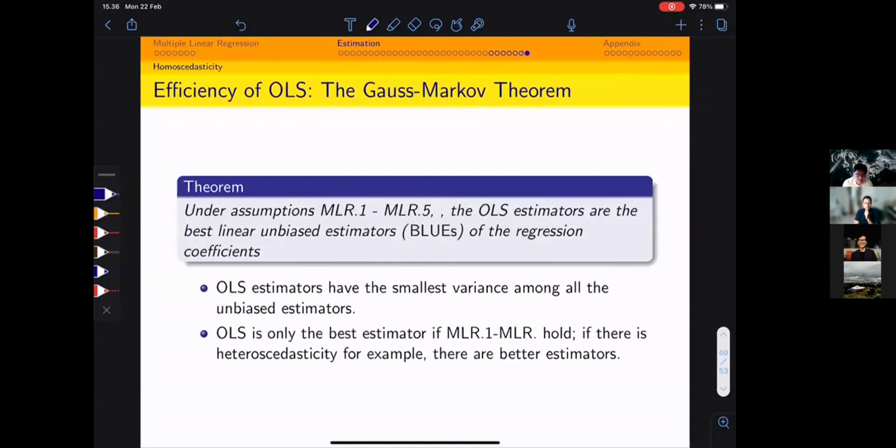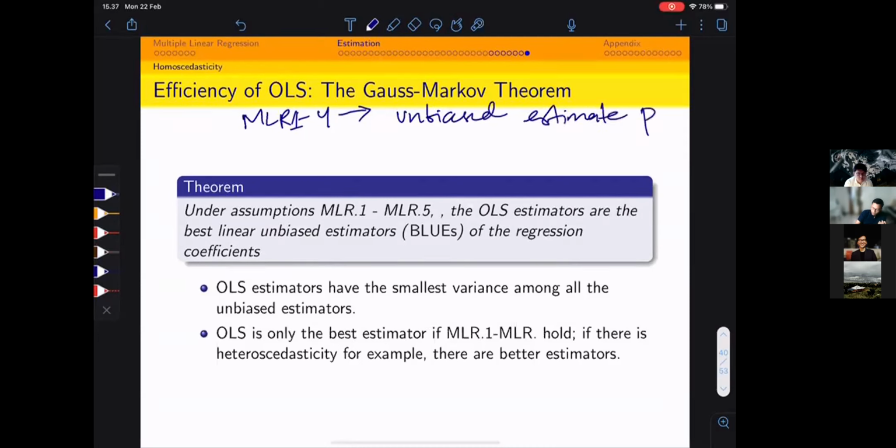Okay, so again, I'm going to just recap. The first four assumptions: linear in parameters, random sampling, no perfect collinearity, and the zero conditional mean assumption. If you fulfill those assumptions, we're going to get an unbiased estimate of the coefficient, okay?